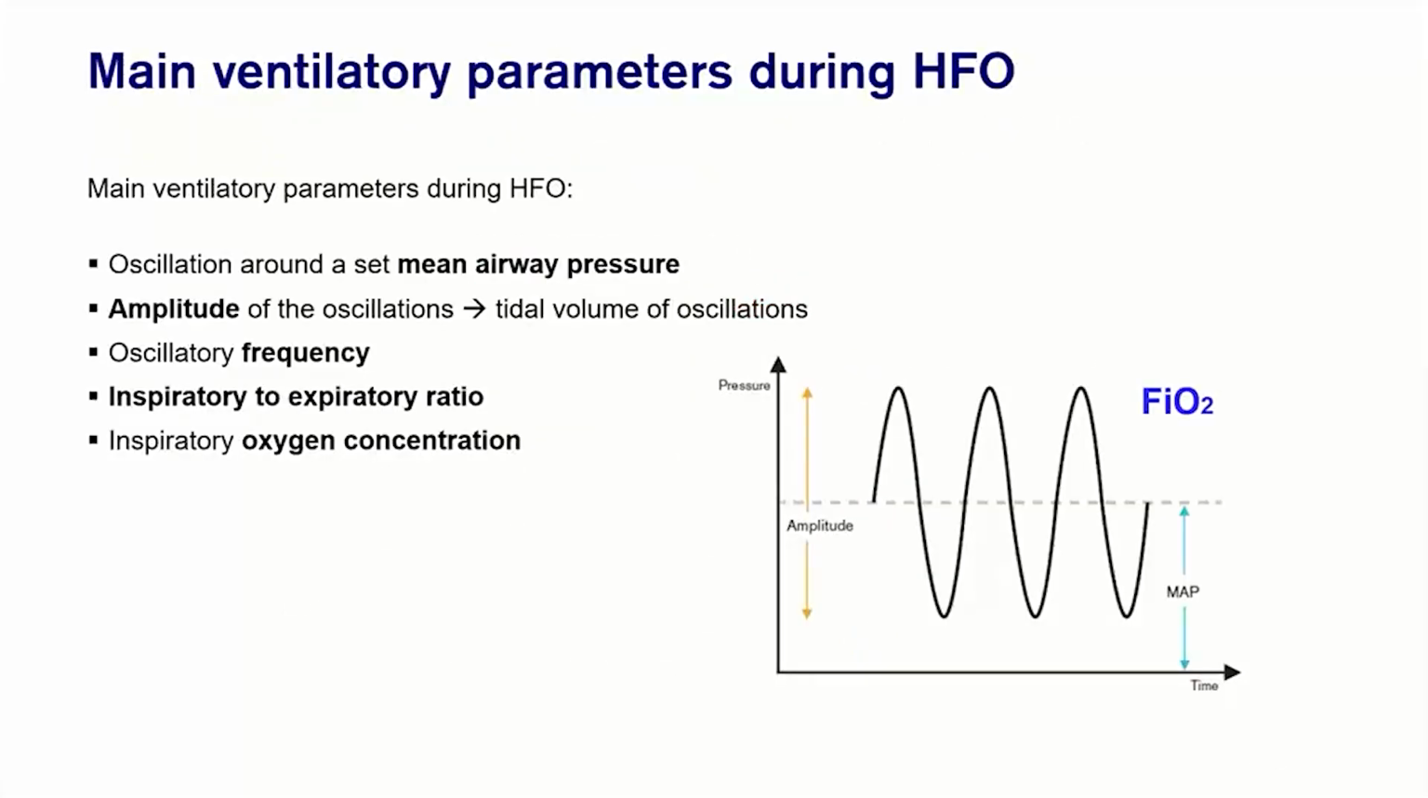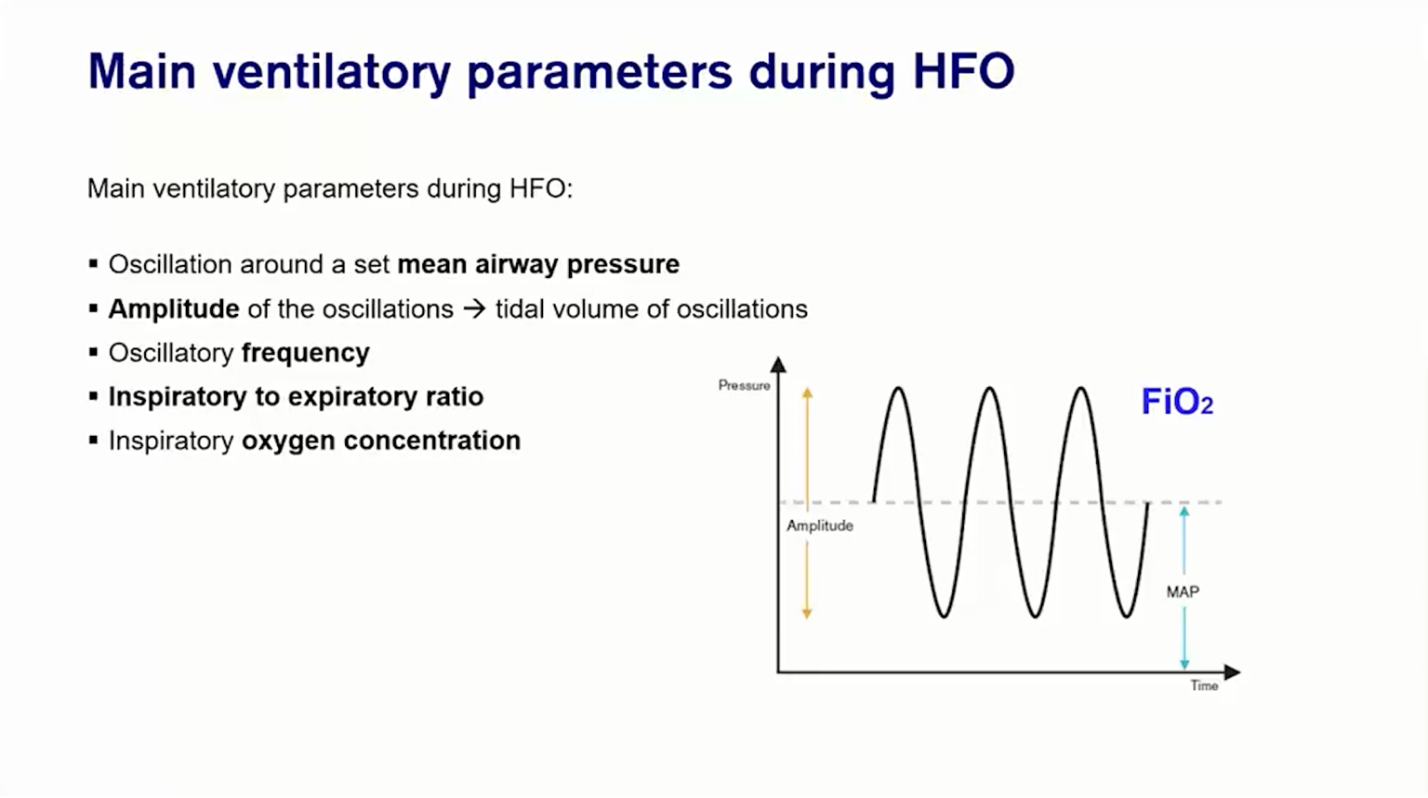So let's have a look to the basic settings of high frequency oscillation. So it's basically, the first is that we have a mean airway pressure, which is, let's say, the average pressure on which the oscillations are happening. Then we have the amplitude of the oscillations, which will deliver basically an oscillatory tidal volume.